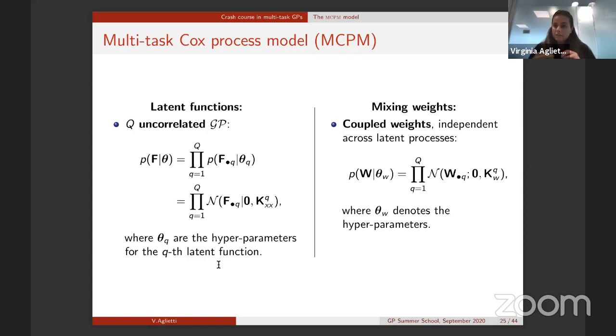But instead of having deterministic weights, we place a GP also on the mixing weights. And so the idea is that we have some inputs that could be latitude, longitude, or time. These are the inputs of our latent functions. And then we have some additional inputs that are, for instance, task descriptors that are inputs of the GP on the weights. So if you think about the crime application, you could have latitude, longitude and time as inputs for the latent GP, and you could have task descriptors.